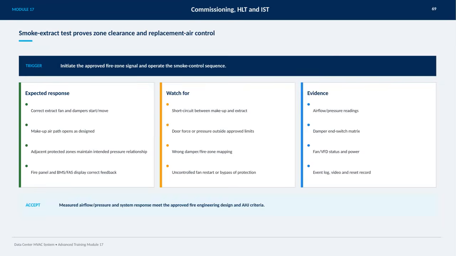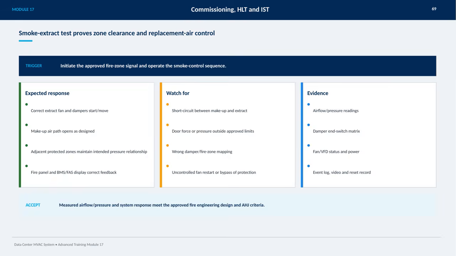This slide covers the smoke extract test, which is crucial for proving zone clearance and replacement air control in the data center MVAC system. To trigger the test, we initiate the approved fire zone signal and run the smoke control sequence. The expected response includes the correct extract fans and dampers starting or moving, the makeup air path opening as designed, and adjacent protected zones maintaining their intended pressure relationships. Additionally, the fire panel and BMS or FAS must display the correct feedback.